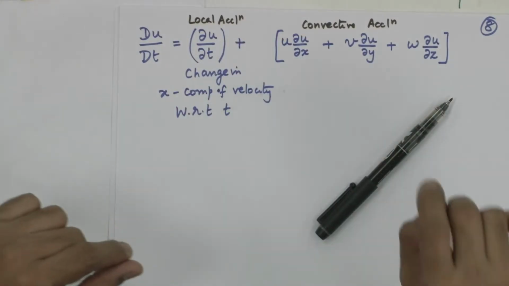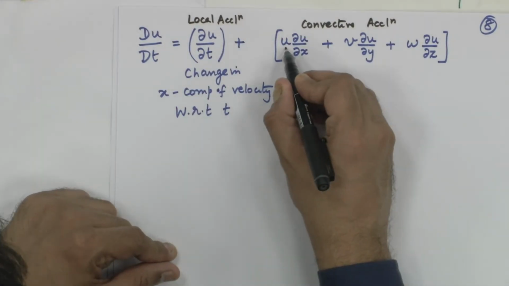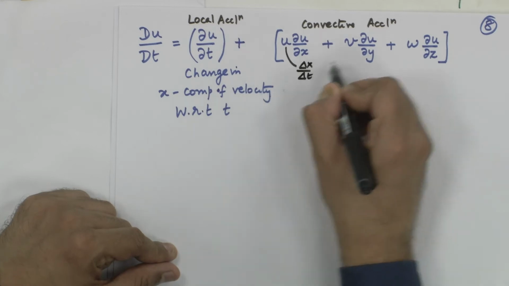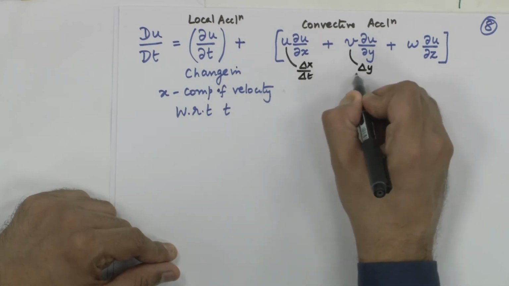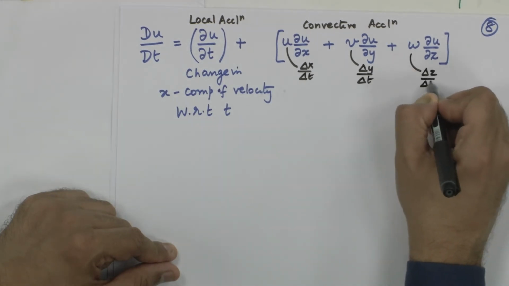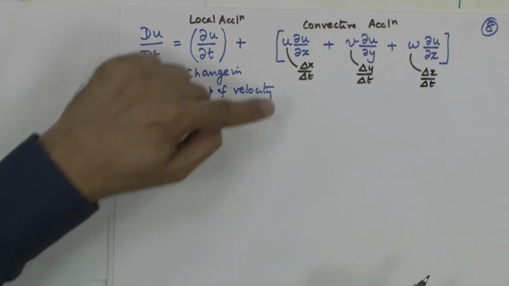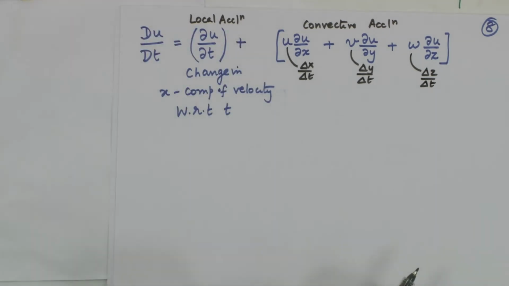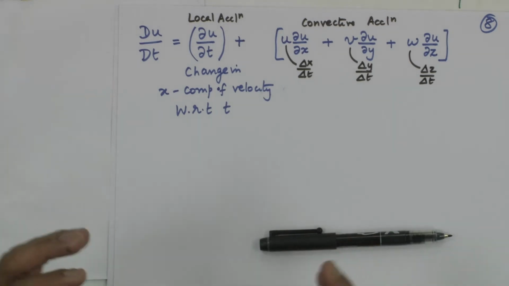Where did this come from? It came from this part which was written as delta x by delta t. This part was delta y by delta t. This was delta z by delta t. Remember this? This is change in the position, delta x by delta t. It is as if the change in the velocity in the x direction.